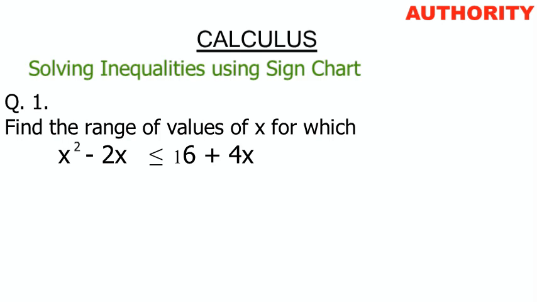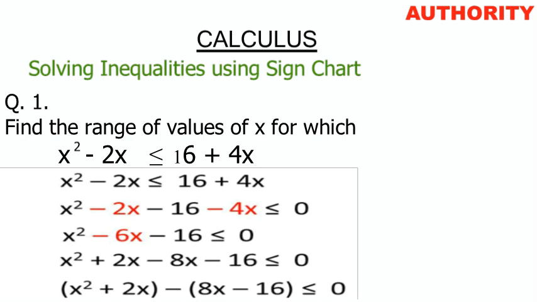Okay, what we are going to do is take all the values in the right hand side to the left hand side. So we have x squared minus 2x. So 4x coming to the other side will be minus 4x, and then 16 coming to the other side will be minus 16, less than or equal to 0. Okay, so we have x squared minus 2x minus 4x will give us minus 6x. Then minus 16 is less than or equal to 0.